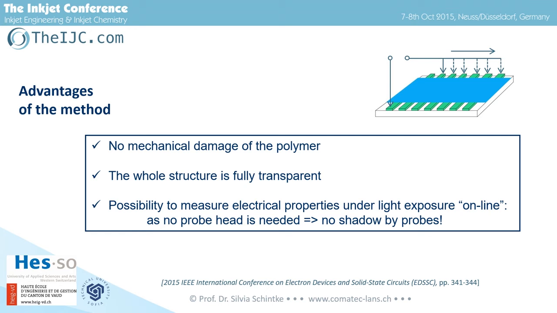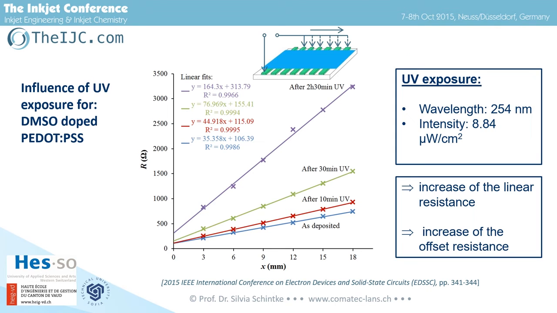So by measuring these resistances, we can directly measure online how the electrical properties evolve by time. No electrical probe makes a shadow on our polymer, so we can directly measure the behavior. This we did. So we studied the exposure to UV light. We used a UV light source of 254 nanometers with an intensity of 8.8 microwatt per square centimeter. And we observe that, in fact, the resistance increases by time.